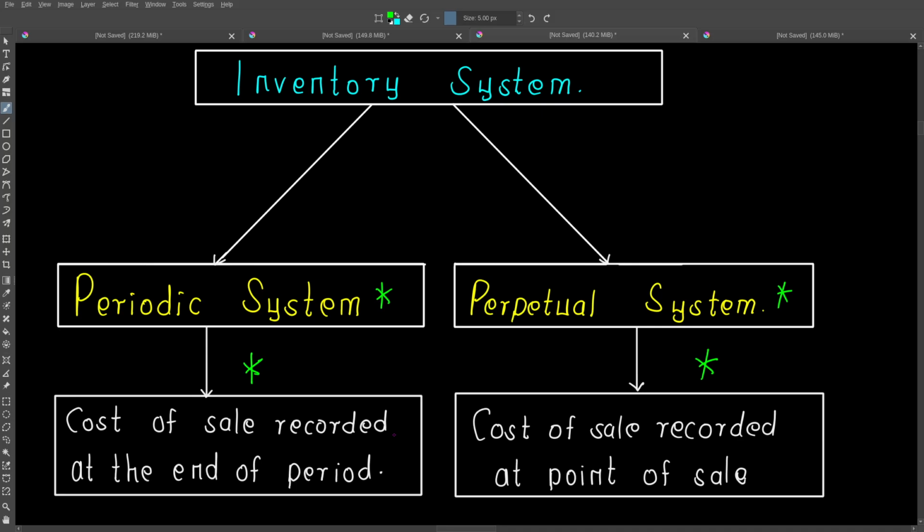So in this case, the periodic system, we calculate the cost of sales at the end, okay? The cost of sale is still going to be recognized as at that particular point, but we can record it when you are doing the period end adjustment. But for perpetual here, you will find that there is an account called the cost of sales, that at the point of sale, when we make that sale, we are able to record the cost of sale. So we are making this adjustment to the cost of sale account.